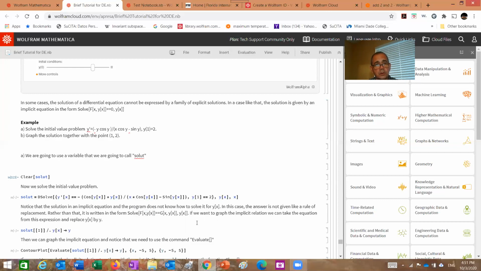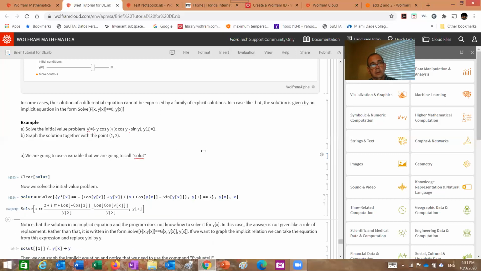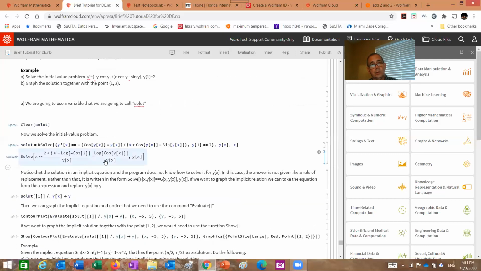Well, first we can solve, yeah, this is the initial value problem. Notice that the equation goes from here to here. This is the differential equation, and then this is the initial condition. We need to put both in between braces and separated by commas. We need to use a double equal sign for both. And then we have the y of x here and x. And then here, you press Shift Enter. And this is going to be the equation.